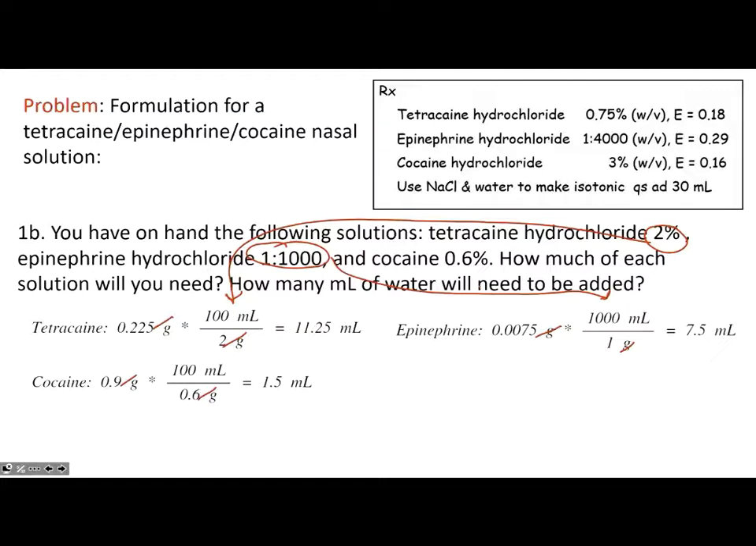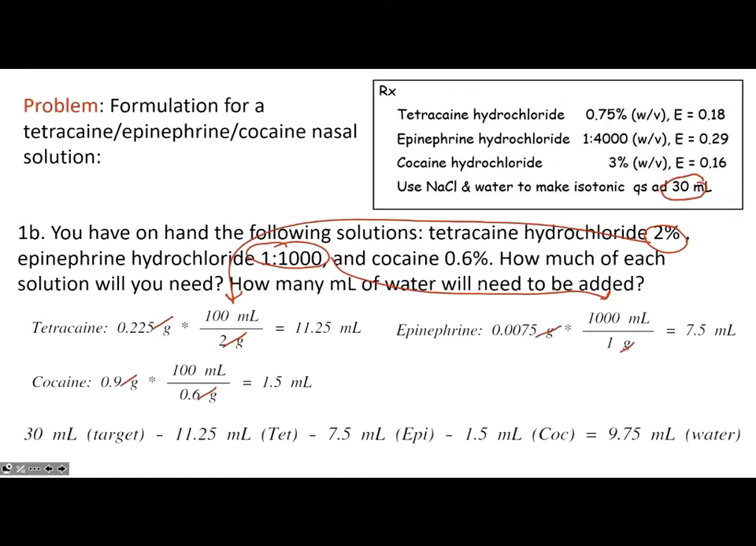The question was the amount of water, though. So how do you determine the amount of water? Simply take the total amount we wanted to compound. That was the amount of each of those drugs for what total volume? A total volume of 30 milliliters. So remember, this is what we're trying to make, the 30 milliliters. So the amount of water we're going to have will start with the 30 milliliters and subtract each of the individual ingredients. You subtract them all out and you get a total of 9.75 milliliters.